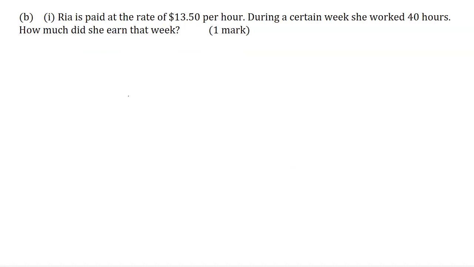Part B1, Ria is paid at a rate of $13.50 per hour. During a certain week, she worked 40 hours. How much did she earn that week for 1 mark? So I will take the 40 hours she worked and multiply it by the rate, which is $13.50 per hour, and I will get $540.